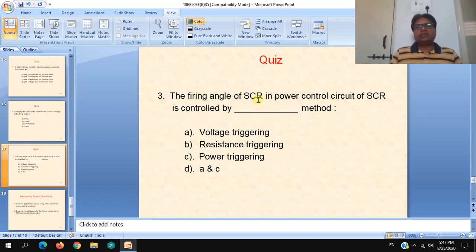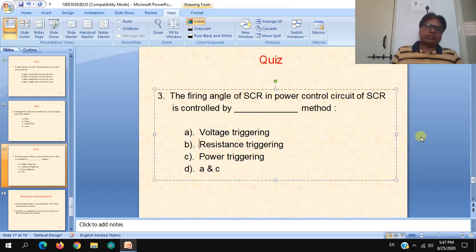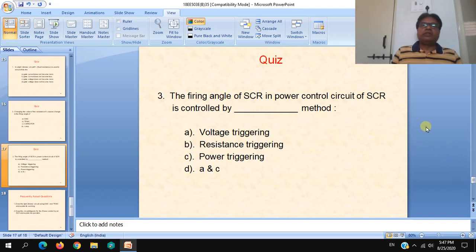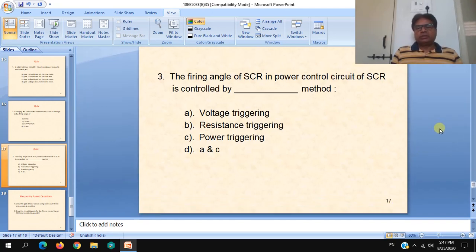The firing angle of SCR in a power control circuit of SCR is controlled by which method? It is resistance triggering, voltage triggering, power triggering, or it is the resistance triggering method, or also the phase control technique.